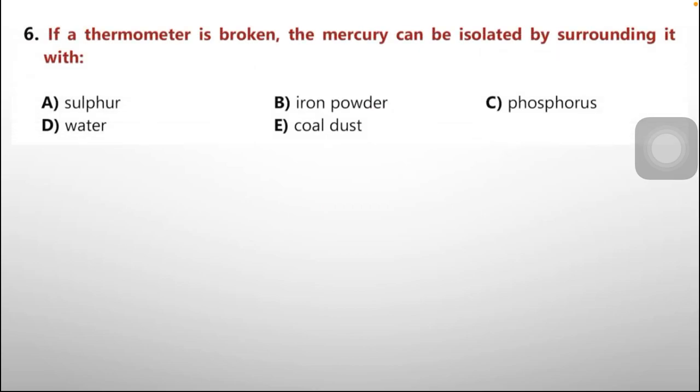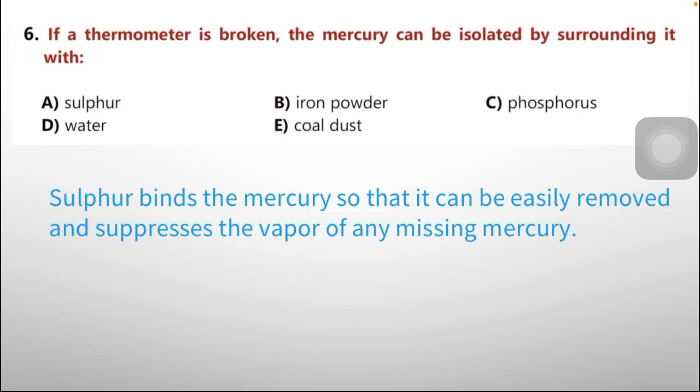Next to 5 is question number 6. If a thermometer is broken, the mercury can be isolated by surrounding it with options: A. Sulfur, B. Iron powder, C. Phosphorus, D. Water, E. Coal dust. Sulfur binds the mercury so that it can be easily removed and suppresses the vapor of any missing mercury. According to that, option number A, sulfur, is correct.